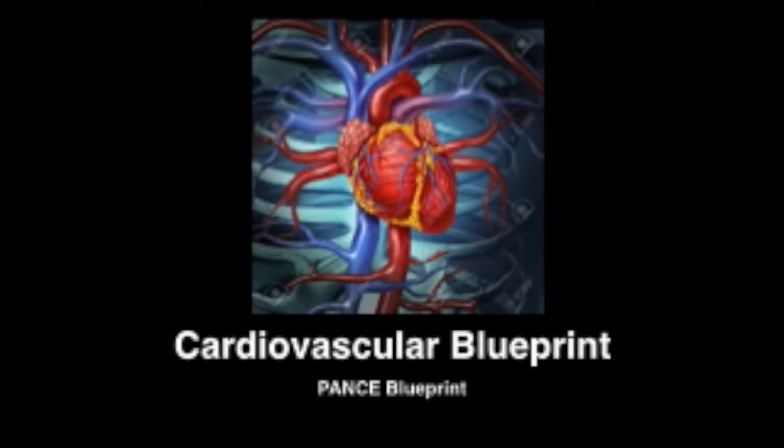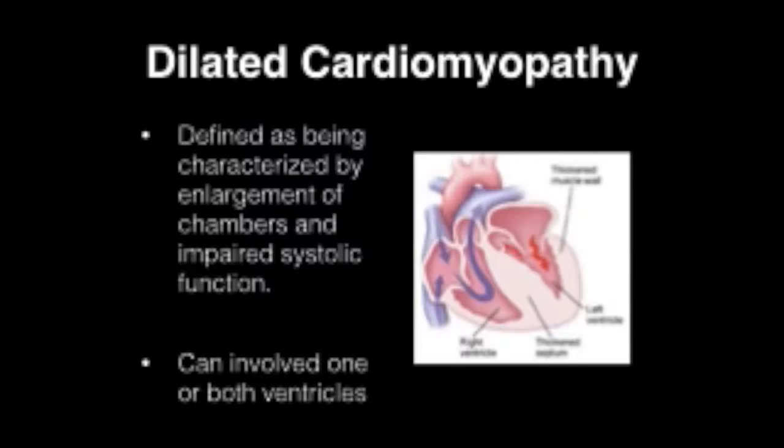Now the first section on the cardiovascular section of the blueprint is cardiomyopathy. There are 3 basic cardiomyopathies that you need to be familiar with when you're taking the NCCPA: dilated cardiomyopathy, restrictive cardiomyopathy, and hypertrophic cardiomyopathy. Looking at the surface, each one of them has its own intricacies and its own things worth remembering. Let's dive into dilated cardiomyopathy first.